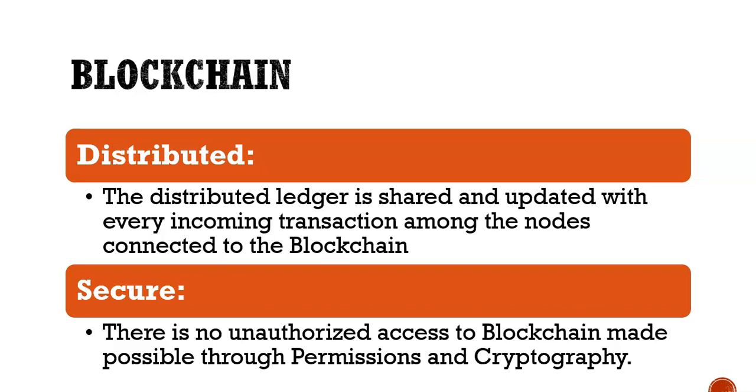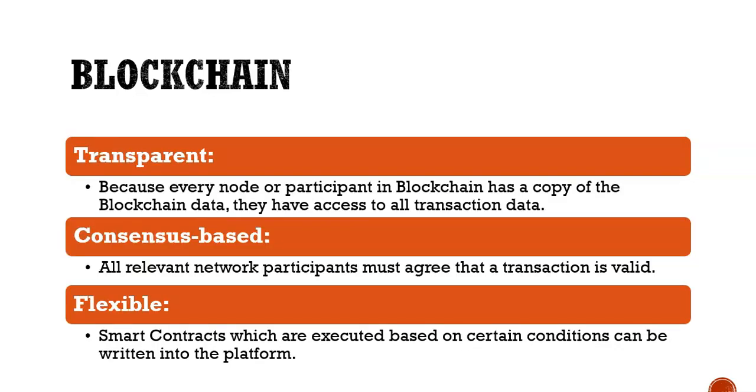And blockchain is secure. You cannot access a blockchain without proper authorization. Heavy cryptographic algorithms are used in the background to ensure the security, and we'll be learning about the algorithms running in the background as well. And blockchain is transparent. Since every node has a copy of the data, that is, a copy of the ledger, everyone can verify any transaction at any time.